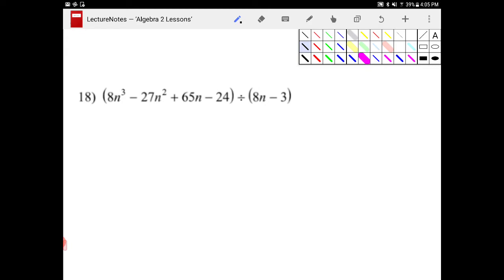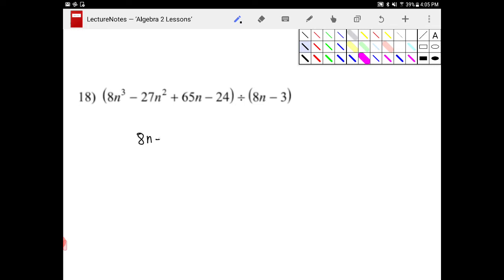This is actually this example here. There's no common factor. So what am I going to do? Because the numerator is not factorable, I am just going to perform long division here.